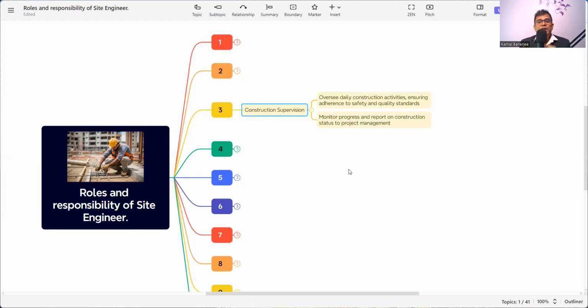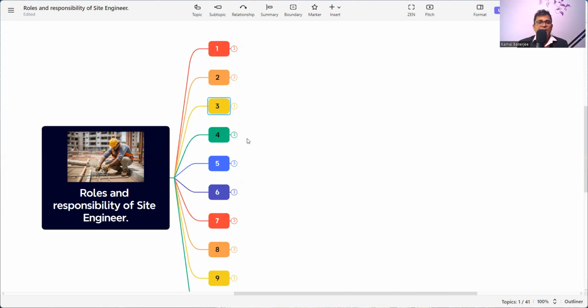But how will you ensure that? You need to do regular supervision. So construction supervision is a very essential and important role and responsibility for a site engineer.